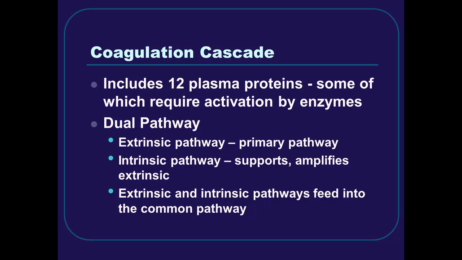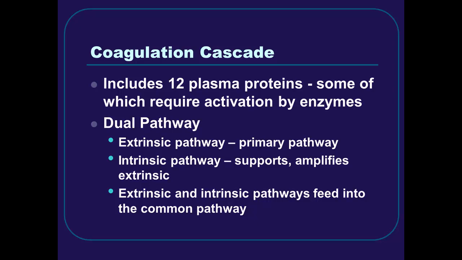We have the extrinsic and the intrinsic pathway, and it's important that you know the differences between these pathways. Our extrinsic pathway is our primary pathway. This is what happens when we have damage to the tissue. And generally it's outside the vessel wall. This is what we measure by our prothrombin time, our PT.